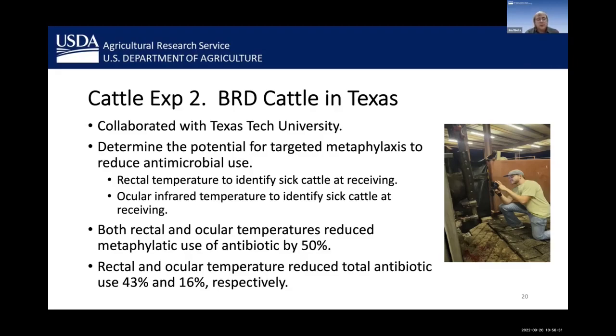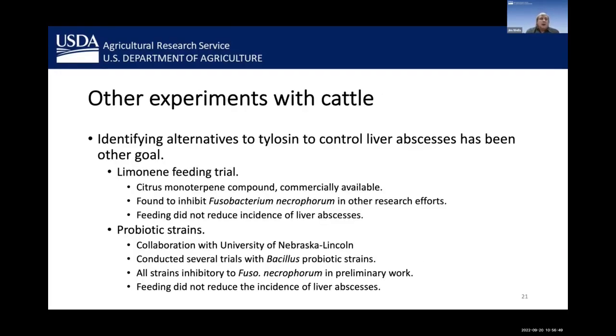Rectal temperature helped reduce total antibiotic use by 43% compared to conventional total metaphylaxis to the herd. The ocular or eye temperature wasn't nearly as effective. A lot more sick animals got through the screening process, but I think this is something that we could improve. We've been doing some stuff with cattle, identifying alternatives to Tylosin to control liver abscesses.